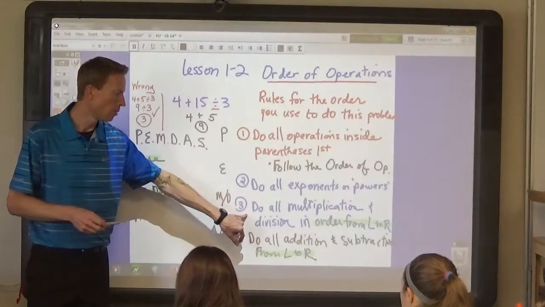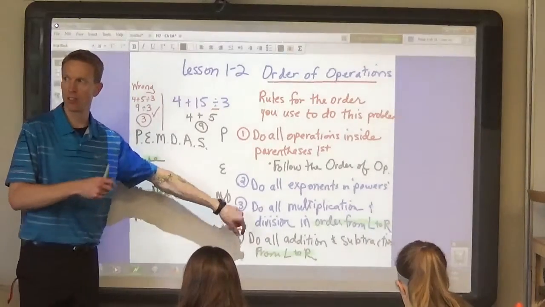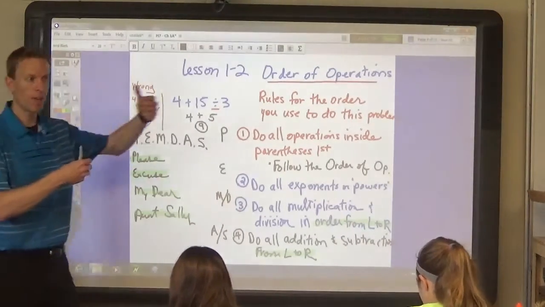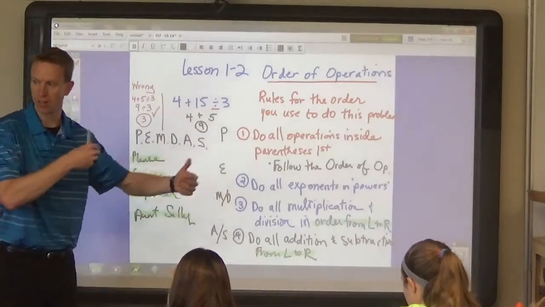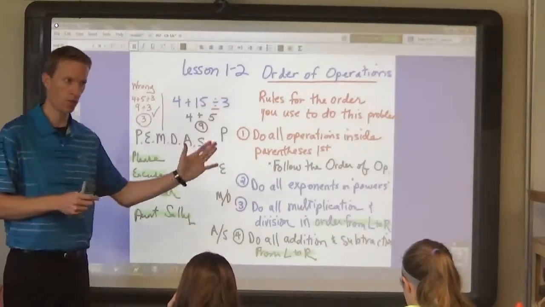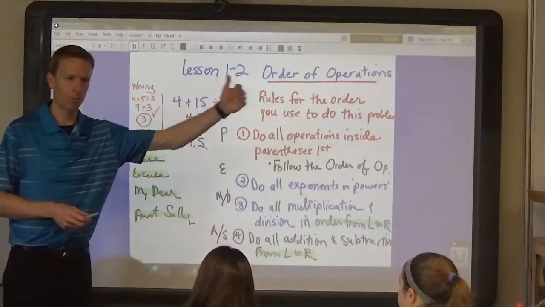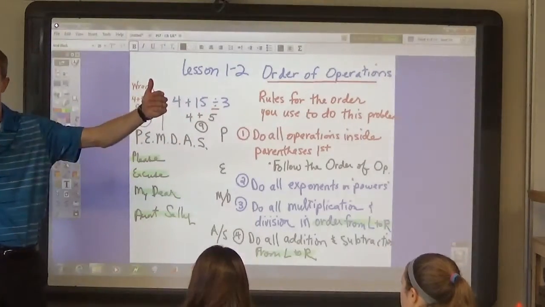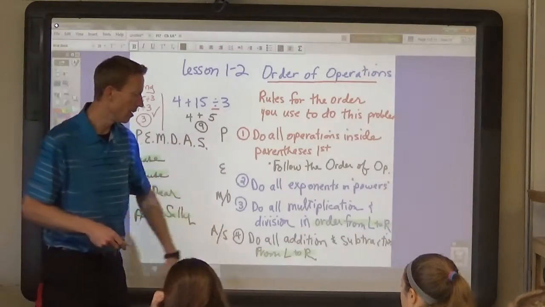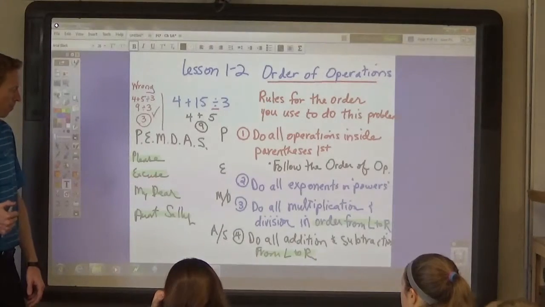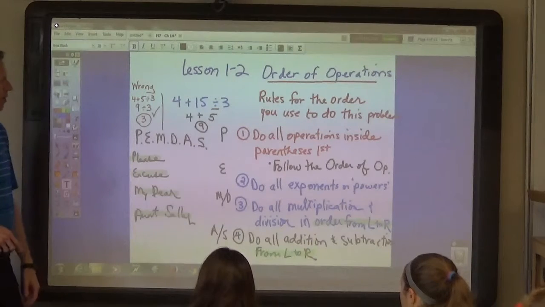Do multiplication and division. It's all part of step 3. And so if there's division and then multiplication, you'd still do them in order from left to right. You always do the entire step in order from left to right. So if it goes plus, then minus, then plus, you do them in that order from left to right. And again, same with number 4. Please excuse my dear Aunt Sally. That's a quick one that you'll see.